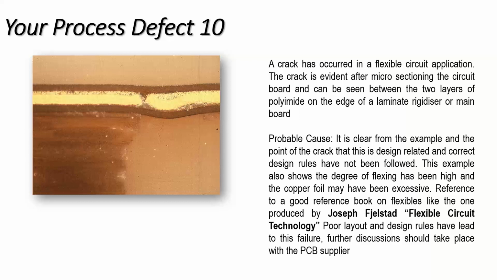But in this example, you're flexing directly against either the bare board or the rigidizer strip, and that's where the crack has occurred. So the polyamide tape on both sides, that's the sort of browny grey area, sandwiching where the copper is cracked, is flexing, and over time is causing that to crack. So this is really a design issue.